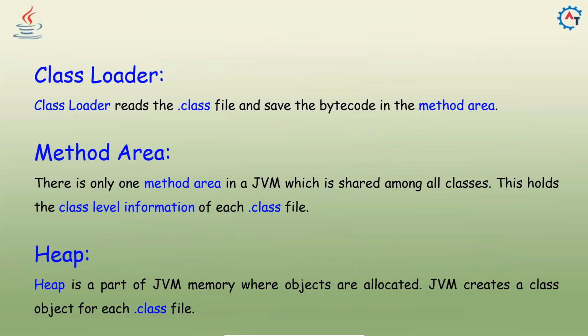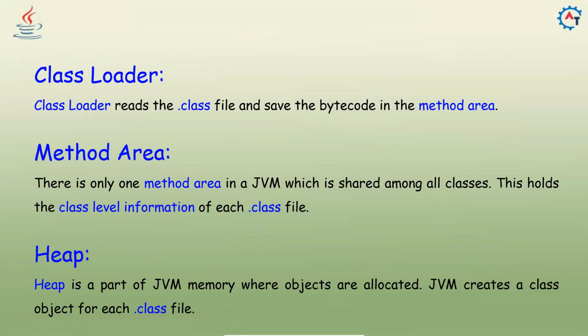So how many classes you have? You'll have only one method area. This holds the class level information of each class file. So it holds only class level information. So what is heap? Heap is a part of JVM memory where objects are allocated.